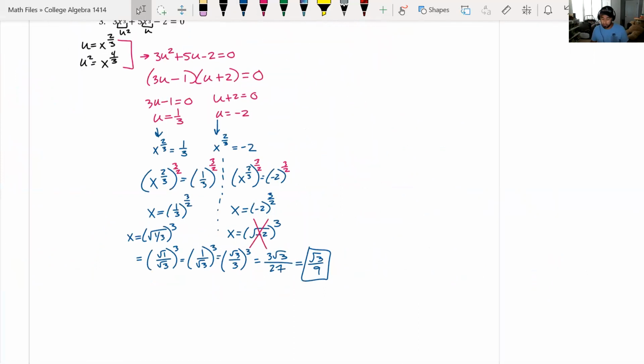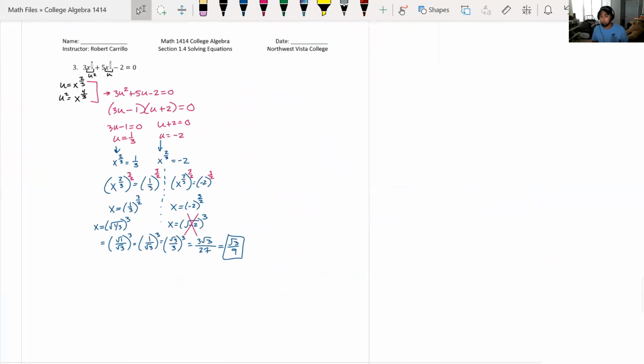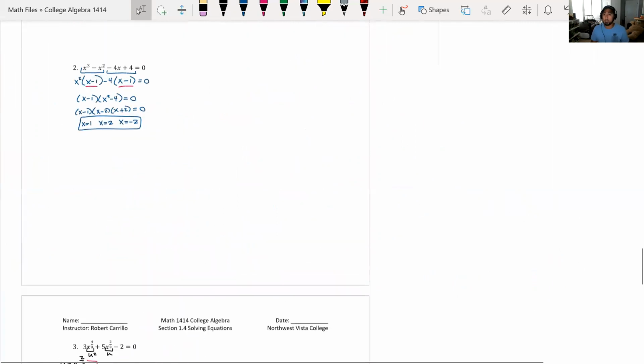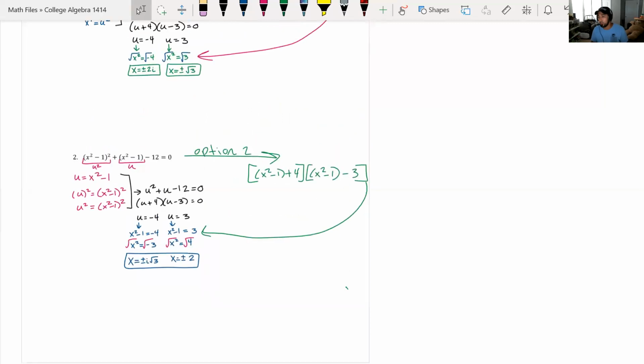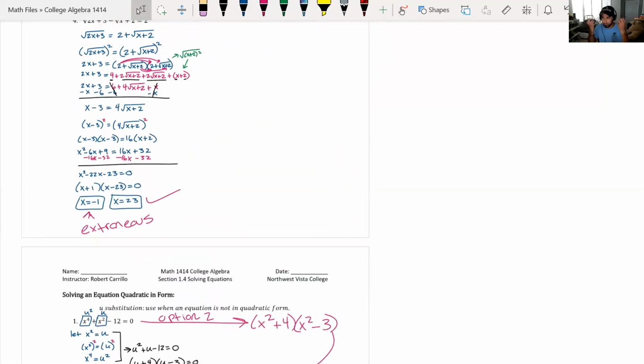That was totes fun, right? Okay. That was solving equations. That is U substitution. Remember, you don't have to use it if you can see it. And that is solving radical equations.